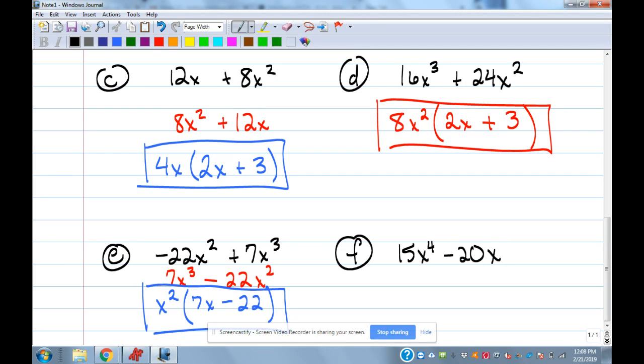How many x's do they have in common? 1, because this one's got 4, and the other guy's only got 1. Remember, always going to pick the smallest number of x's, or whatever variable they give us. So this is going to be 5x, and then what's it leave in the parentheses?